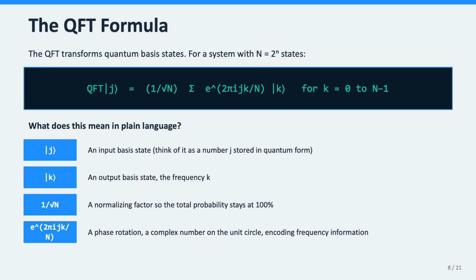is just bookkeeping. It ensures that the total probability of finding the qubits in any state still adds up to 100%, as quantum mechanics requires. Without it, the mathematics would not be physically consistent. With it, the QFT is a proper quantum operation, meaning it is reversible and preserves the total probability of the system.